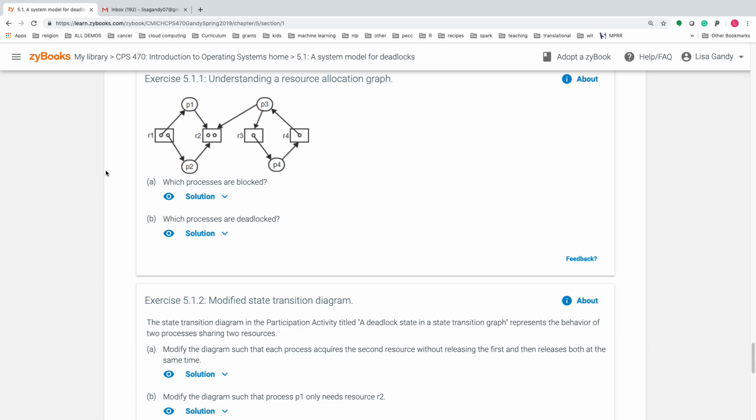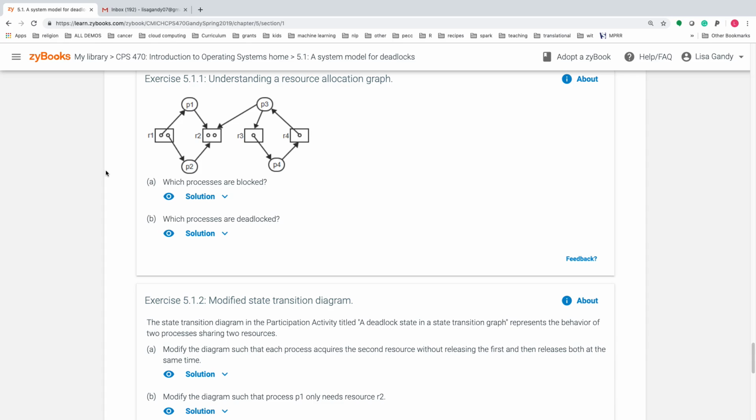Is P1 blocked? Let's start with that. No, it's not blocked, because it's asking for R2 and there's 2 units there, so it can get one of them. P2 is not blocked because it's asking for R2 and there's 2. P3 would be blocked because it's asking for R2 and both resources would be taken.